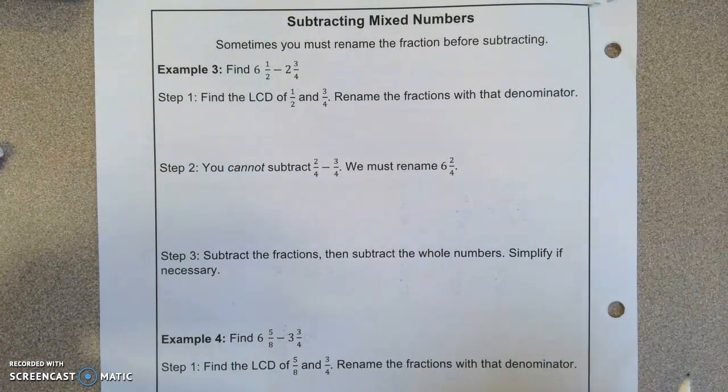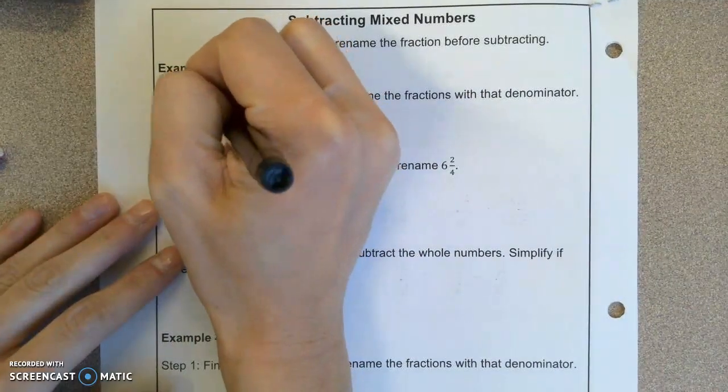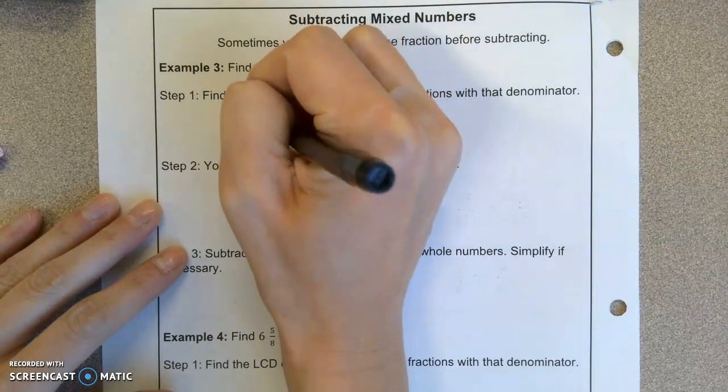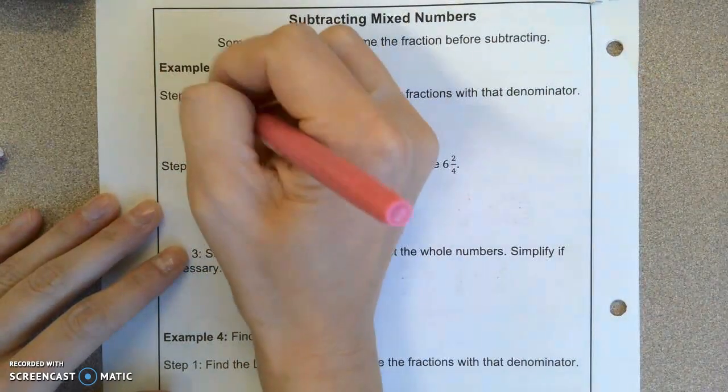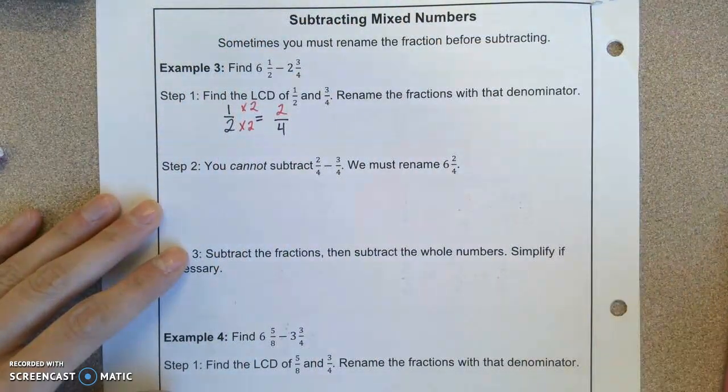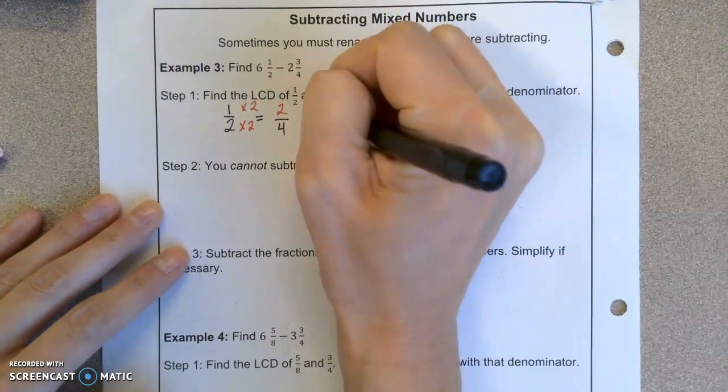We're going to find our LCD. We have 1/2 and 3/4. So we're going to keep it simple and just use 4. So 1/2. Okay, we want 4 on the bottom. So 2 times 2 gets me to 4. 1 times 2, I'm going to have 2/4. I'm going to keep 3/4 the same.